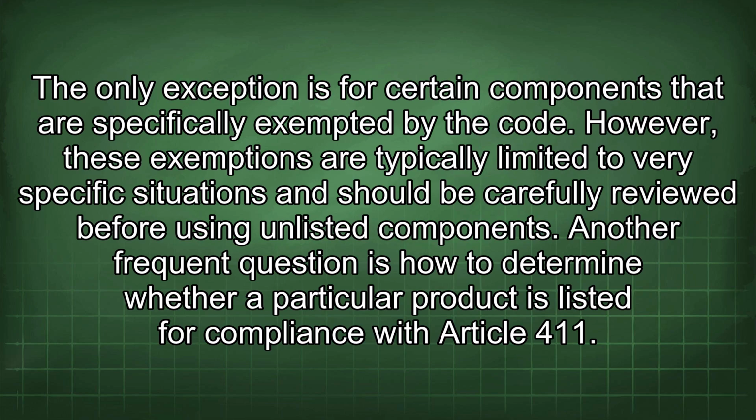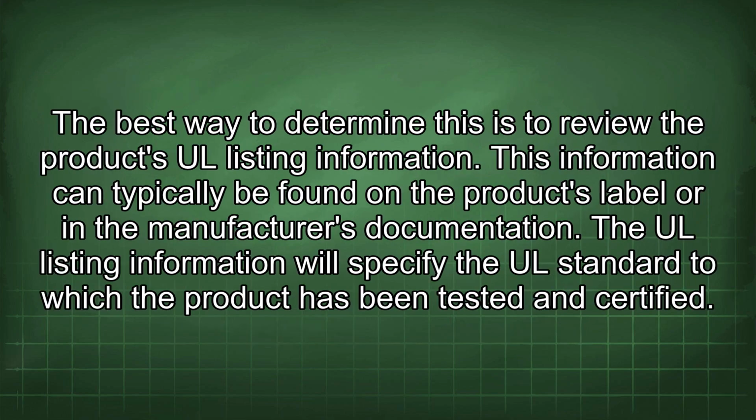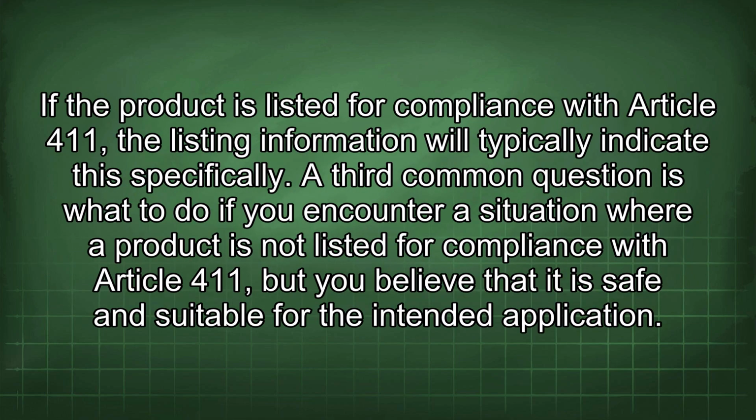Another frequent question is how to determine whether a particular product is listed for compliance with Article 411. The best way to determine this is to review the product's UL listing information. This information can typically be found on the product's label or in the manufacturer's documentation. The UL listing information will specify the UL standard to which the product has been tested and certified. If the product is listed for compliance with Article 411, the listing information will typically indicate this specifically.